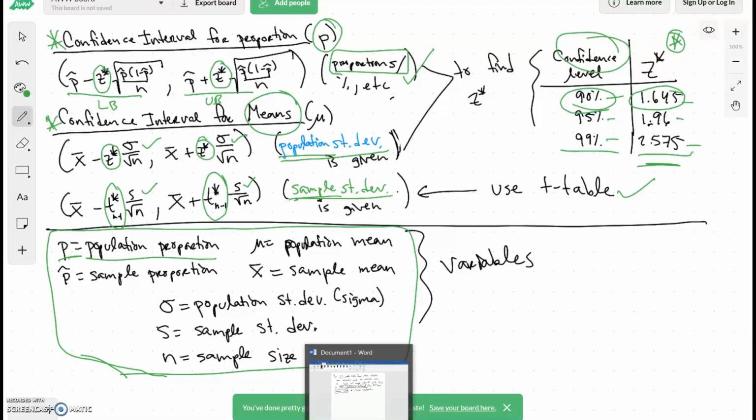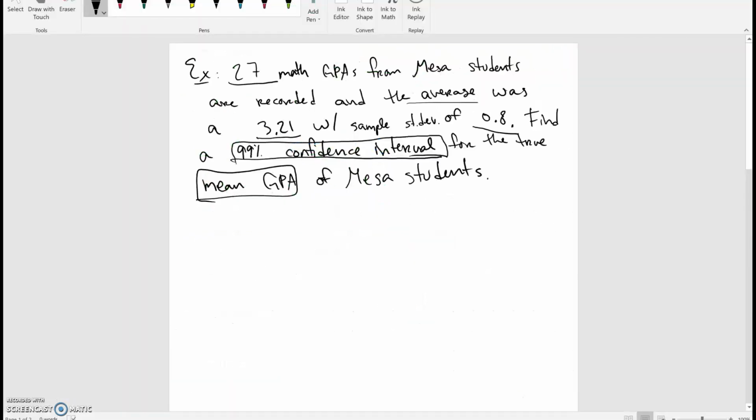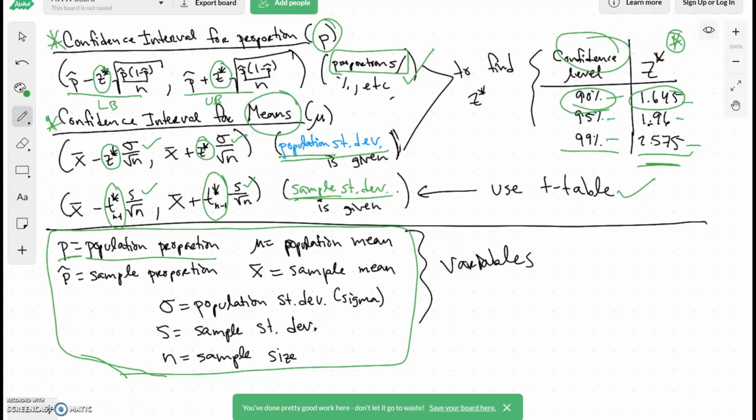Let's go back to the problem. It said that we know what the average is, 3.21, and we also are given the sample standard deviation, which is 0.8. So which formula is for the sample? It's the second one. That's the one we're going to be using, and in order for me to find t, I'm going to use a t-table. If I was given the population standard deviation, then I would be using the z table. But since I'm given the sample standard deviation, I will be using the t-table.